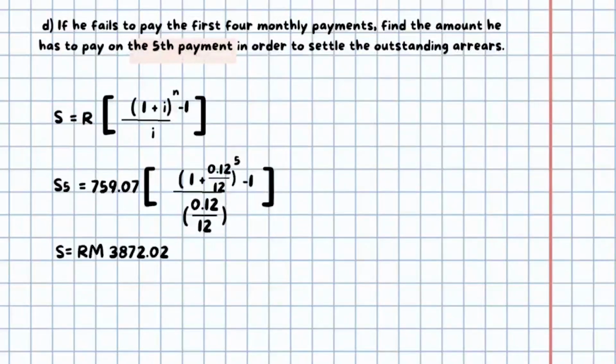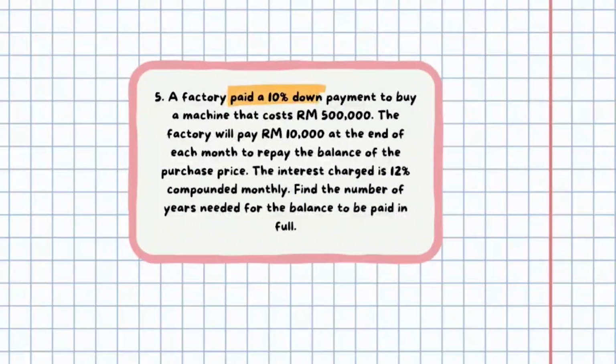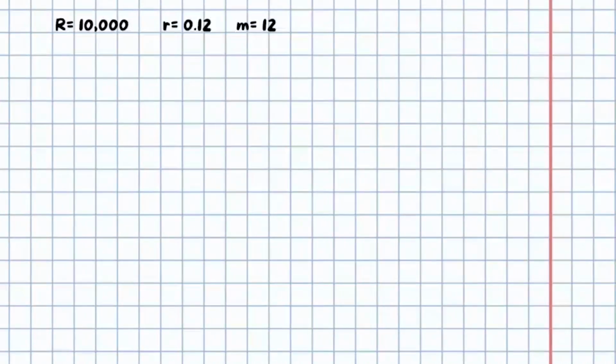A factory paid a 10% down payment to buy a machine that costs 500,000. The factory will pay 10,000 at the end of each month to repay the balance of the purchase price. The interest charge is 12% compounded monthly. Find the number of years needed for the balance to be paid in full. Let's solve this question. All the highlights in the paragraph mean the keywords for the formula. Capital R equal to 10,000, lowercase r equal to 0.12, m equal to 12.